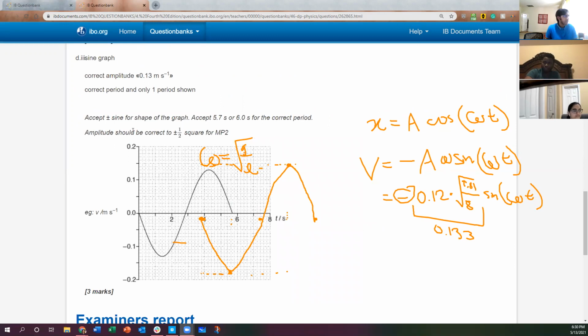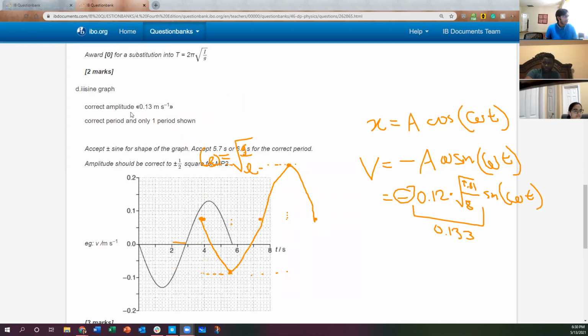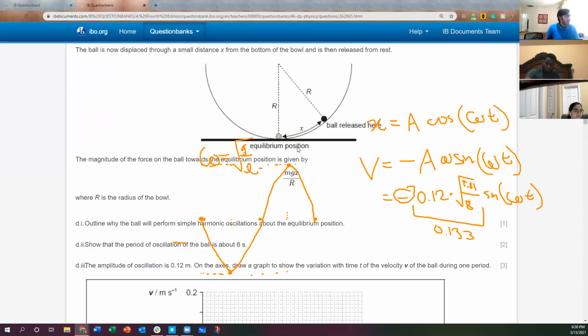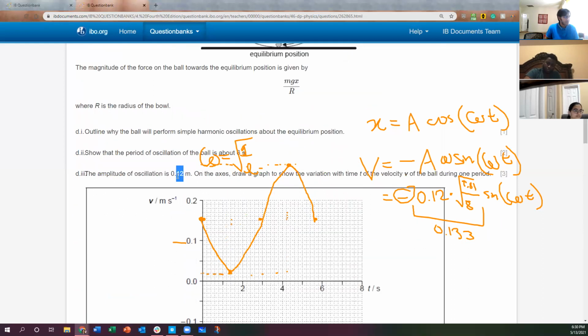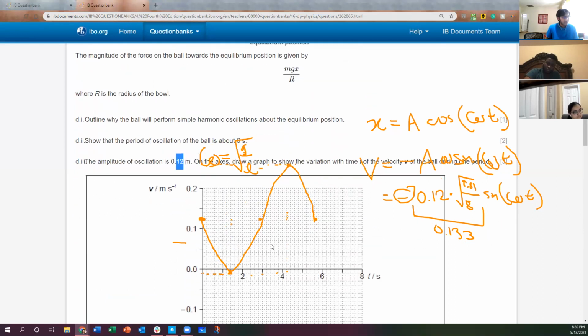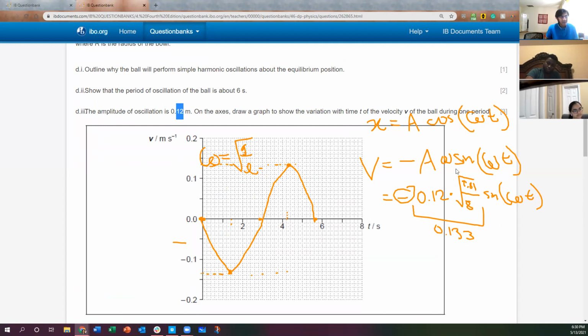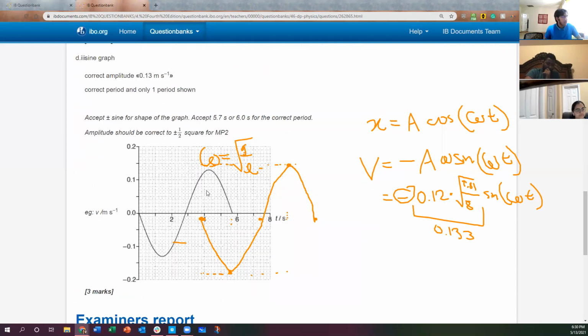Yep, that's exactly what they did. So let's look at what they're giving you credit for. Correct amplitude of 0.13. Remember, the amplitude isn't necessarily this amplitude. The amplitude of the sine function here is the A omega, because that's what's in the velocity function, not just A. So we found 0.13, which is good. Correct period, which we showed, and only one period is shown. And here they're accepting plus or minus sign for the shape of the graph.